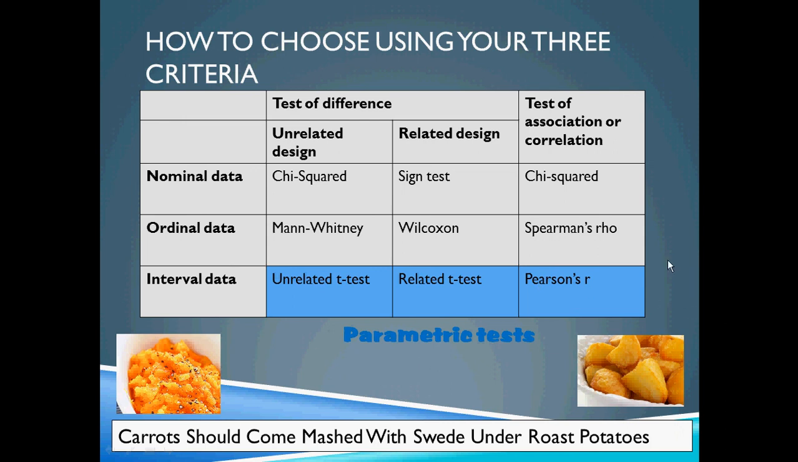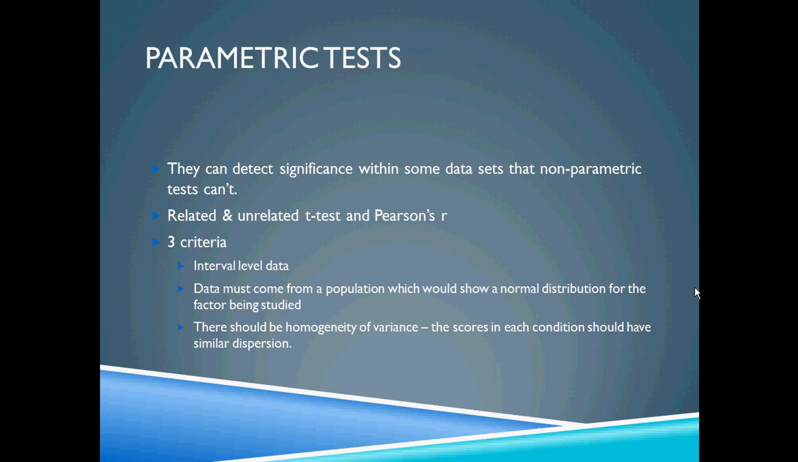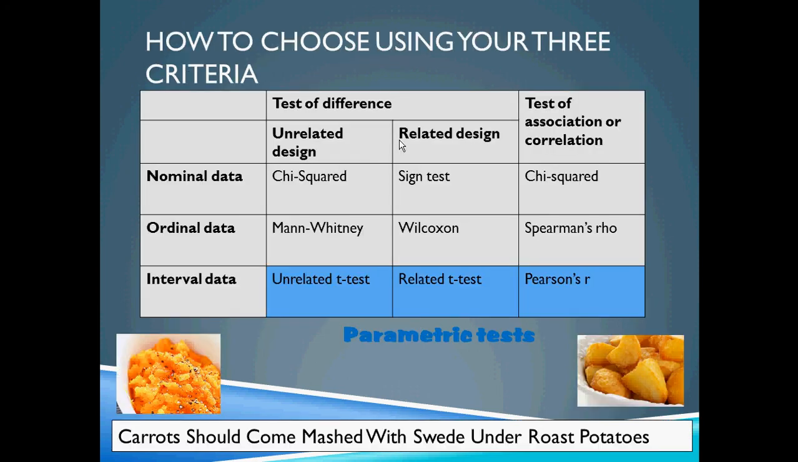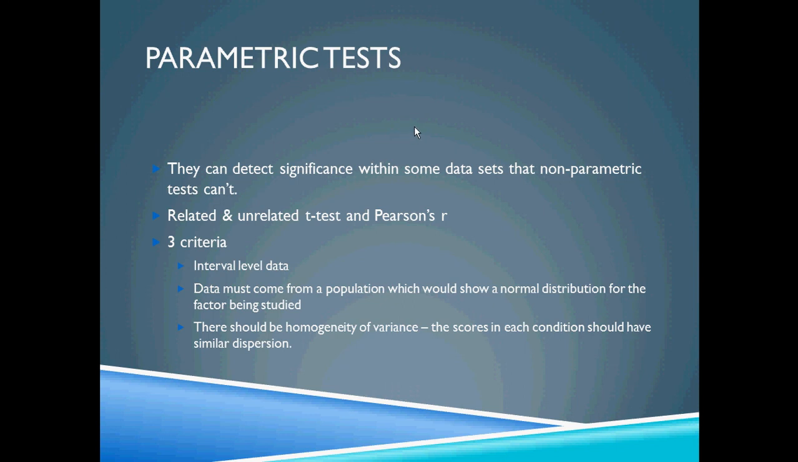This bottom line shows which ones are the parametric tests. The parametric tests are basically the best ones that you want to try and use if you can. So they can detect significance in some data sets that the other tests can't. So they're a lot better in that sense. There's 3 parametric tests only. That's those 3: unrelated t-test, related t-test, Pearson's R.